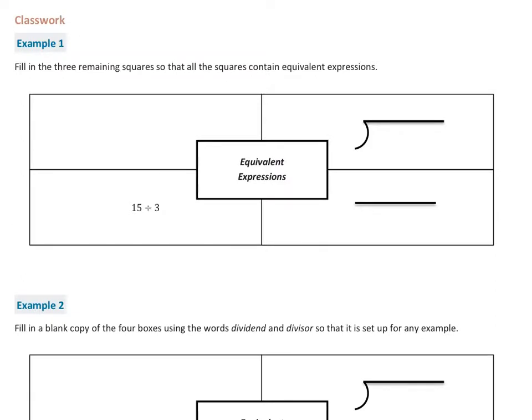So let's get started. We're going to fill in the 3 remaining squares so that all squares contain equivalent expressions. And of course, equivalent just means the same, things that are equal. So we have 15 divided by 3, which of course will just be 15 thirds, since fractions are division. And 15 divided by 3, as we know, is 5. 15 thirds would end up being 5 as well. So the big number, the first number here, we call the dividend. And the dividend goes inside the bracket. And then you would say that you're doing 15 divided by the divisor, which in this case is 3.